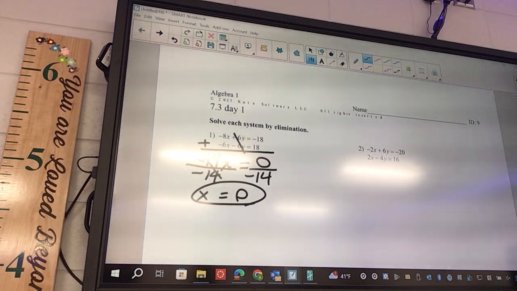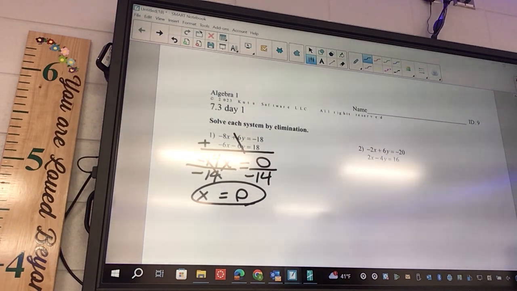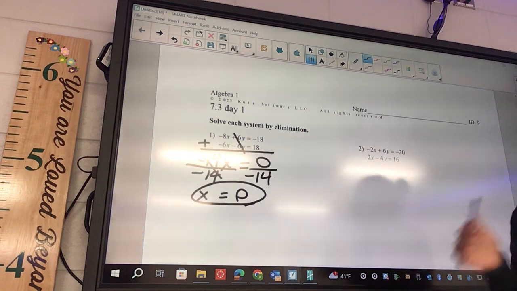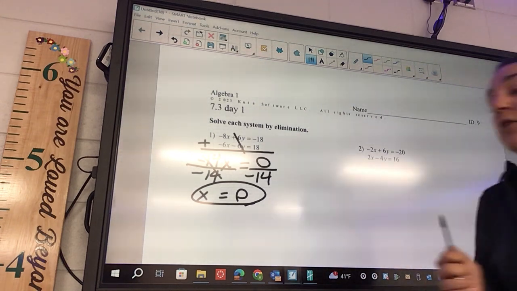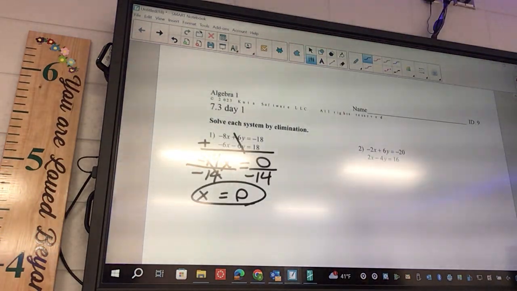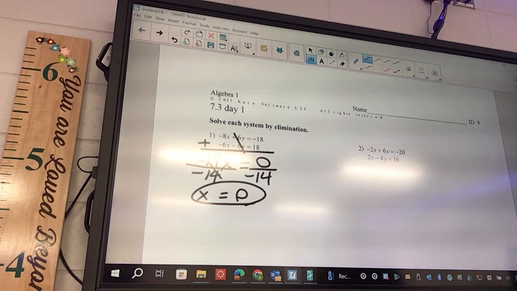Okay, and then the same way that we did before, you're gonna take that and plug it into one of your original equations, okay? And I'm gonna say that habitually over and over again. You have to plug it into an original equation. And it doesn't matter which one you use. Would you like to use equation 1 or equation 2? Pick one, so we're all on the same page. 2?